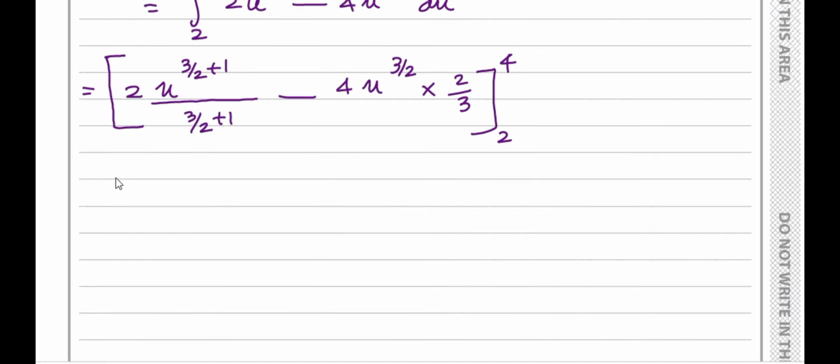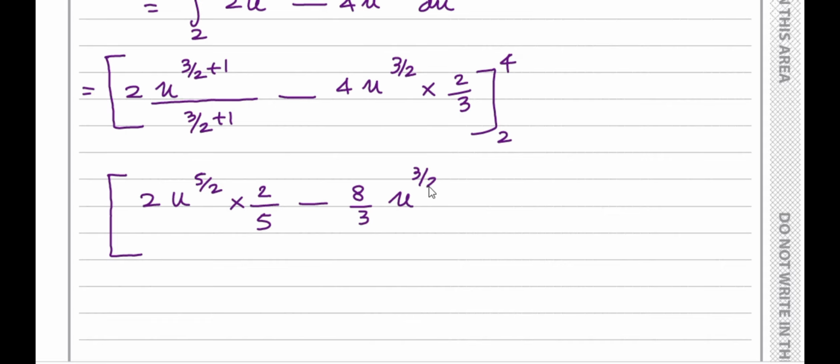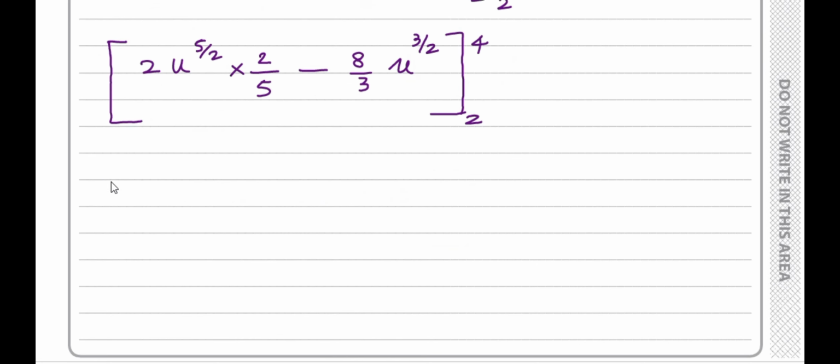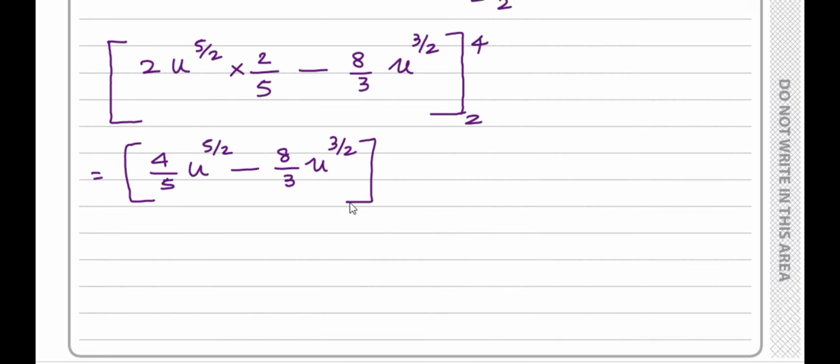This simplifies to 2 times u to the power of 5 over 2 times 2 over 5, minus 4 times 2 is 8, 8 over 3 u to the power of 3 over 2, and then square bracket once again between 2 and 4. This is again equal to 2 times 2, 4 over 5 u to the power of 5 over 2, minus 8 over 3 u to the power of 3 over 2, between 2 and 4. Now this can be easily evaluated.